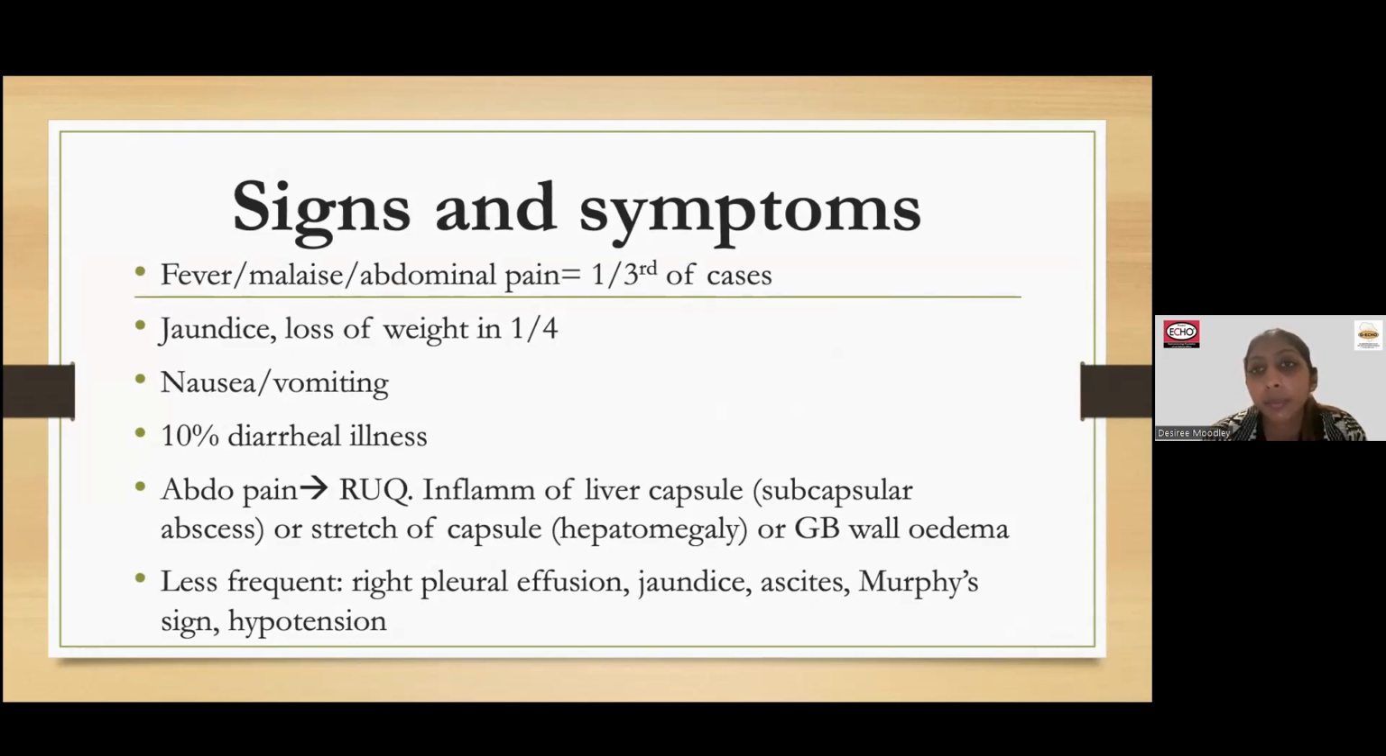And this is because of the inflammation of the liver capsule, if they've got a subcapsular abscess, or if they've got hepatomegaly or gallbladder wall edema. Less frequently, they may have right pleural effusion, jaundice, ascites. They can even have a Murphy sign.